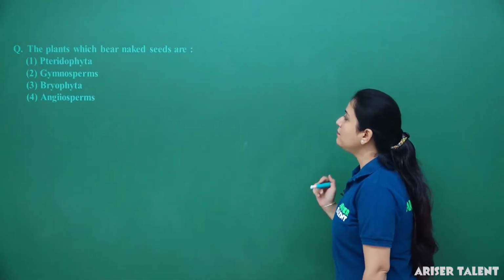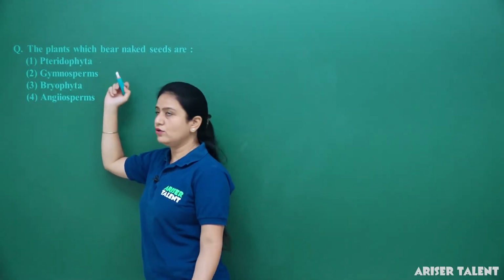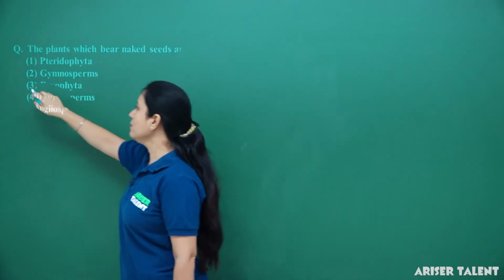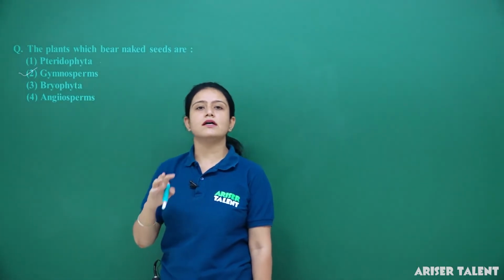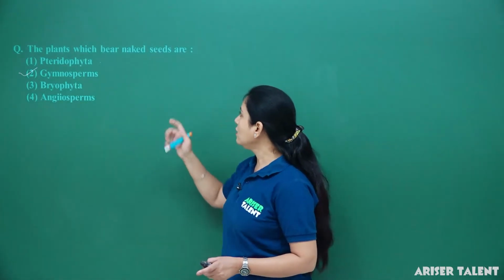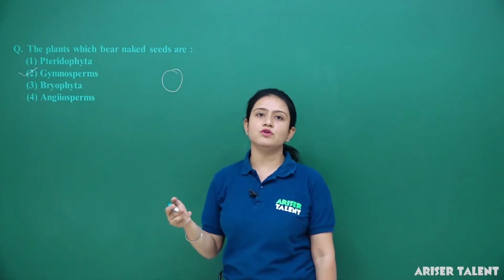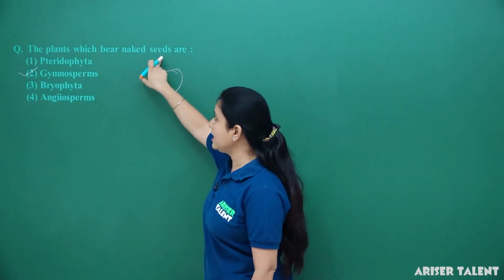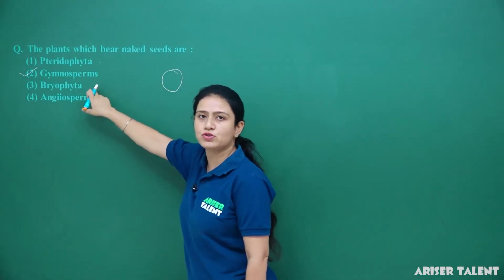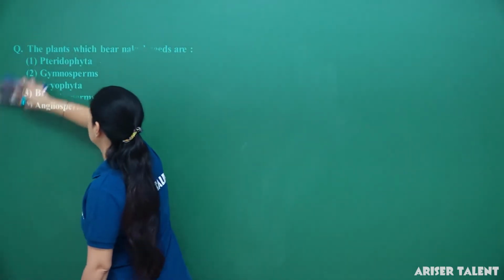Next is, the plants which bear naked seeds are Pteridophyta? They do not have seeds. Gymnosperm, yes. This is the correct option, that the plants which bear naked seeds, meaning seeds without fruit or outer covering. Thus we can say that in the gymnosperm the ovary is absent. So the seeds are naked in the gymnosperm. Option 2 is the correct answer.